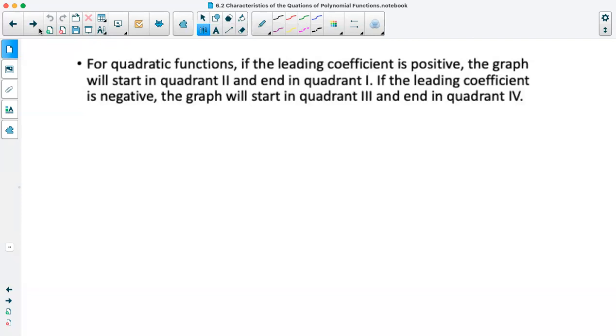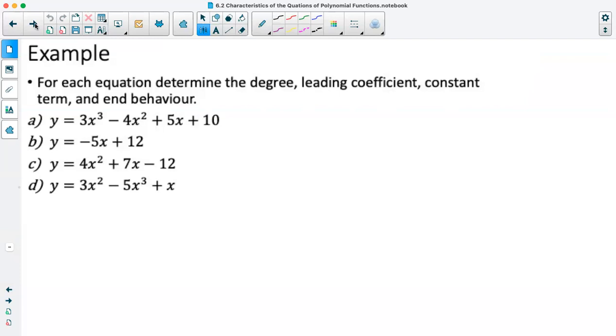For quadratic functions, if the leading coefficient is positive, the graph will start in quadrant 2 and end in quadrant 1. If the leading coefficient is negative, the graph will start in quadrant 3 and end in quadrant 4. Okay, for each equation, determine the degree, the leading coefficient, constant term, and the end behavior.